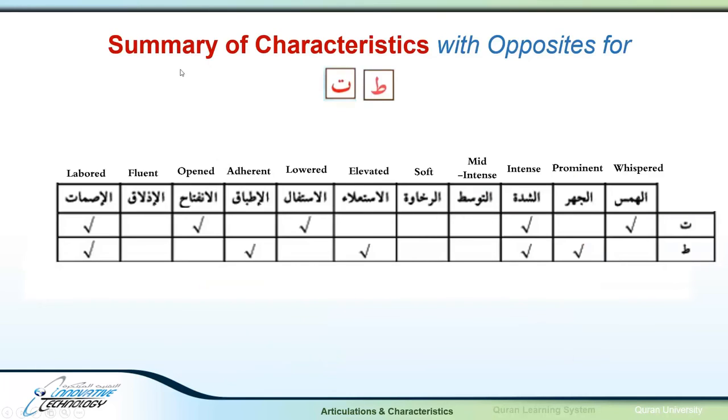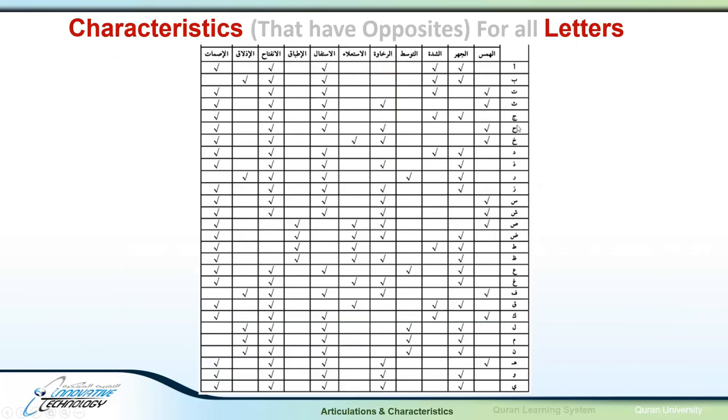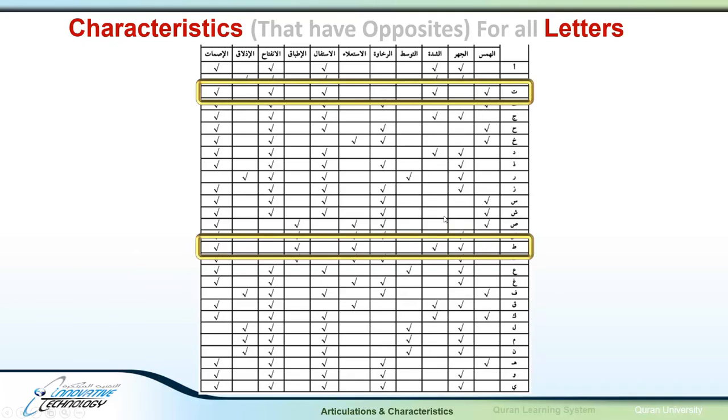We can now summarize the characteristics with opposites for the ta and ta in one table that summarizes them all. And similarly, we can put all the alphabet letters and those 5 pairs of characteristics with opposites, and you'll find that for every letter in the alphabet there is a unique set of characteristics among these 10 characteristics with opposites. And this is the ta and ta in this overall table.